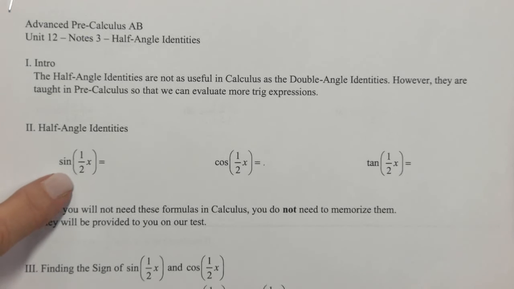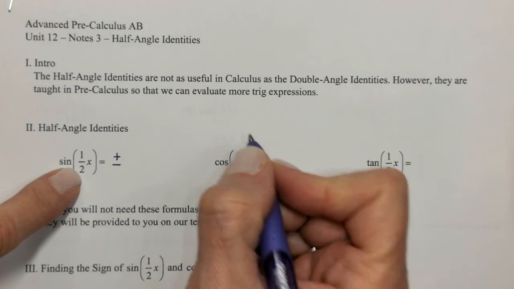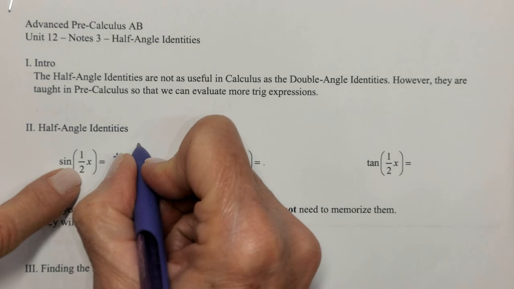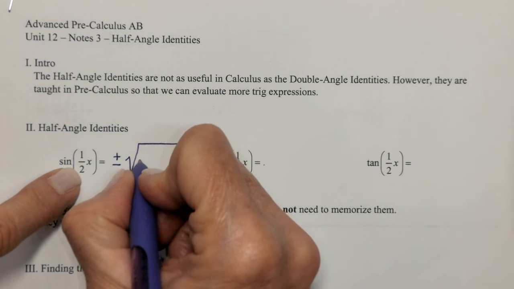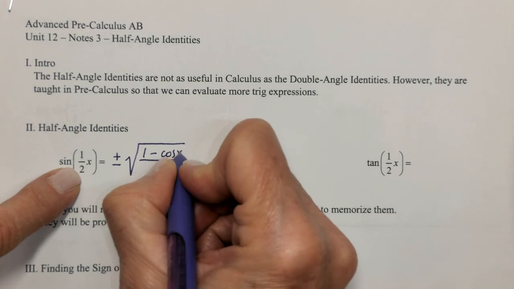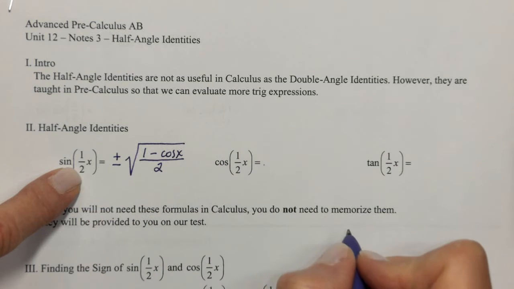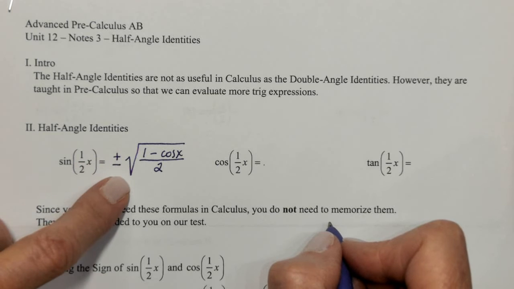The identity for sine of 1/2 x is, here's how it's written, positive or negative square root of a fraction. The numerator of the fraction is 1 minus cosine x. The denominator of the fraction is 2. The tricky part about the half-angle identities is this plus and minus here.